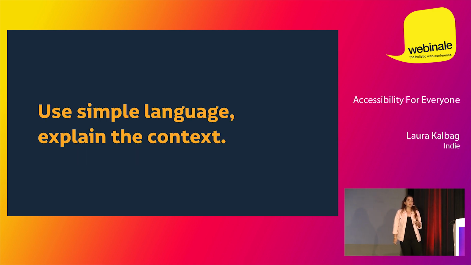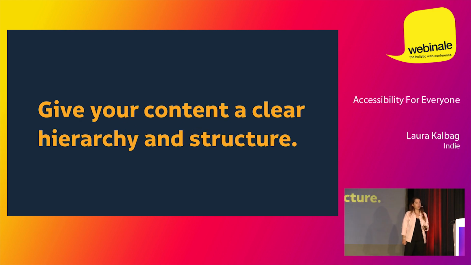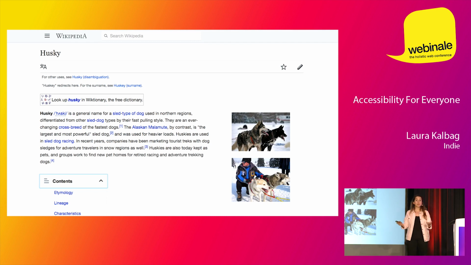So when we're using simple language, we want to also explain the context. Because that ensures that if someone runs your content through a translation plugin, which I don't know about you, I'm very familiar with doing, it's more likely to translate into something that's meaningful. We want to give our content a clear structure and hierarchy. Wikipedia is a great example of this. It's not really beautiful, but it does have clear headings, clear lists, clear paragraphs.